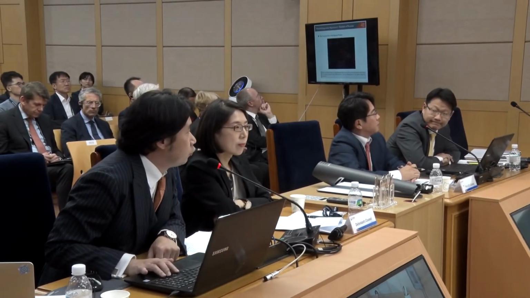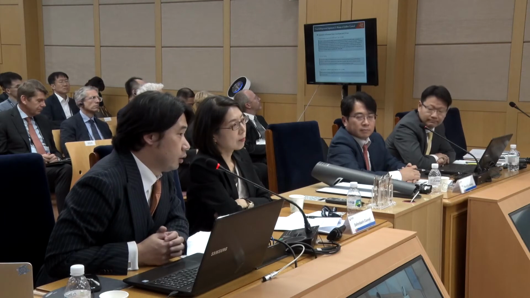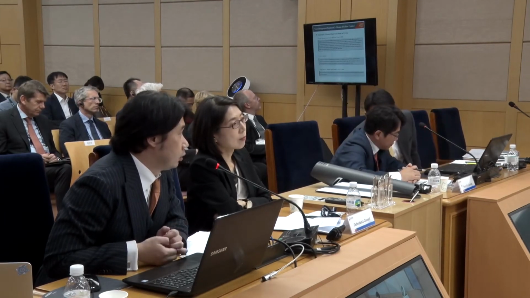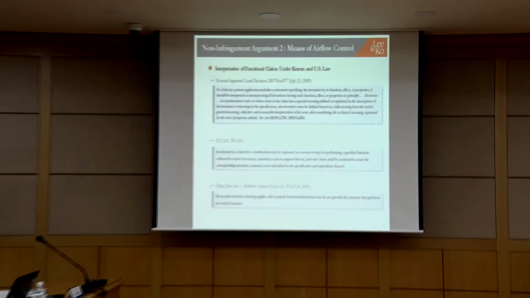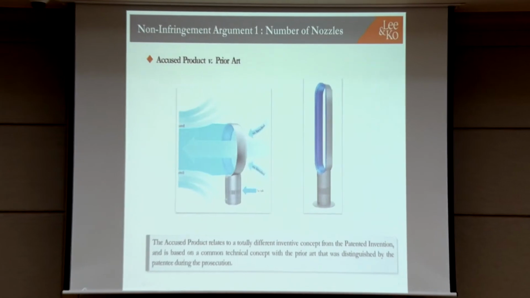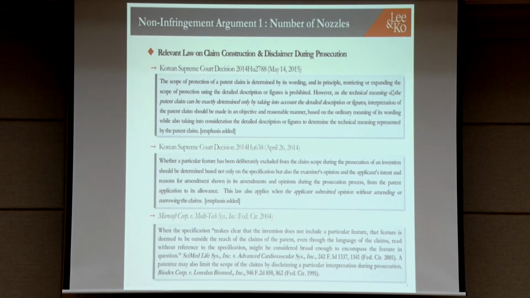About the means for controlling airflow, the Supreme Court ruled that in construing the claim language, we should be very objective and reasonable. And in saying so, the Supreme Court means that the technical idea and environment of this product specification should be considered. I will go to the first page. This is the Supreme Court rule. The technical meaning of the patent claim can be exactly determined only by taking into account the detailed description of figures.